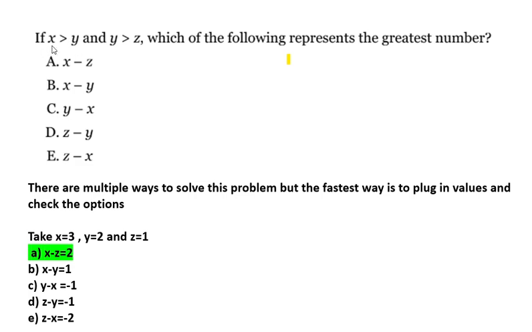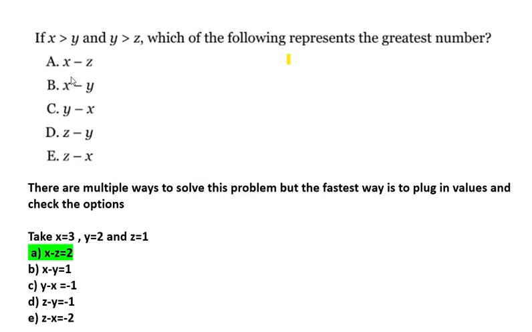Given that x is greater than y and y is greater than z, take simpler values. So you identify that z is the least of the values, x is the greatest, and y is somewhere in the middle. So let's take x as 3, y as 2, and z as 1.